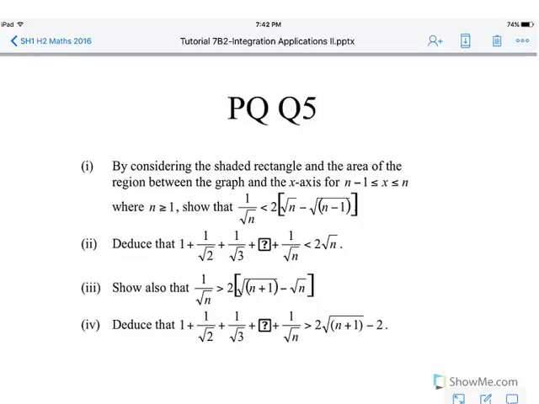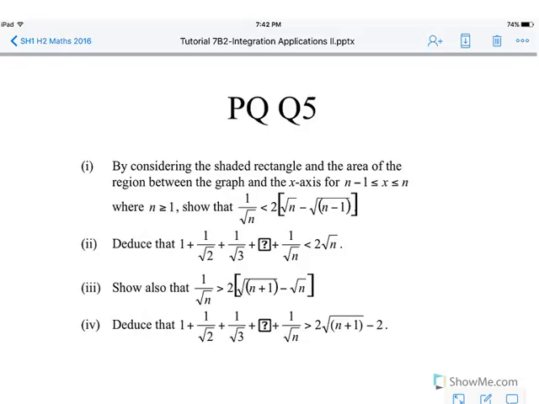Okay, so this is applications tutorial 2, practice question 5. We are considering the shaded rectangle and the area between the graph and the x-axis, for n greater than or equal to 1.